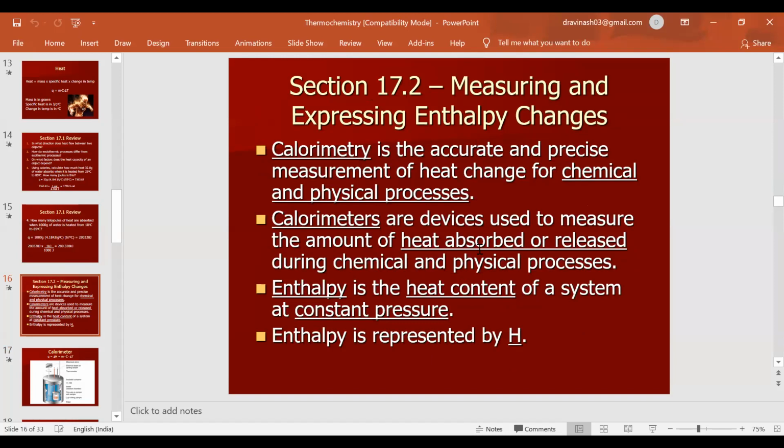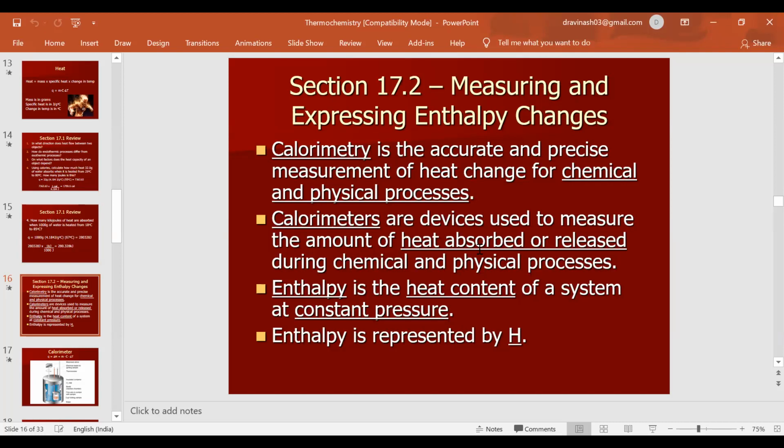An example of an exothermic reaction is when methane reacts with oxygen or air to form CO2 and H2O. At that time 890.4 kilojoules of energy is released. So that reaction comes under the exothermic reaction.